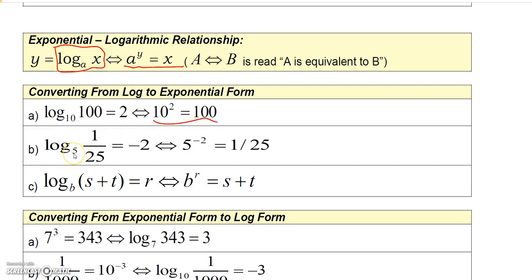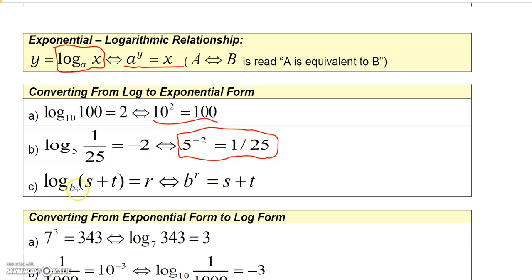Now the second example, I'm telling you that the log of 1/25 base 5 is negative 2. And if you write that in exponential form, you can see why it's true, because that would mean that 5 to the negative 2 power is 1/25. And this one might require a little bit more depth to determine, but you can easily figure this out, that 5 to the negative 2 is 1/25.